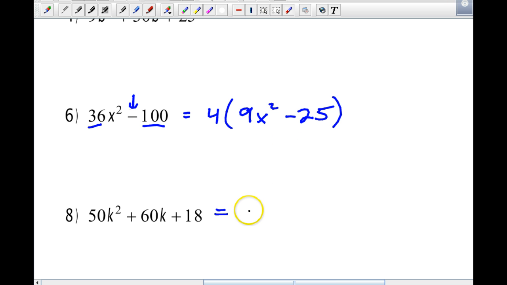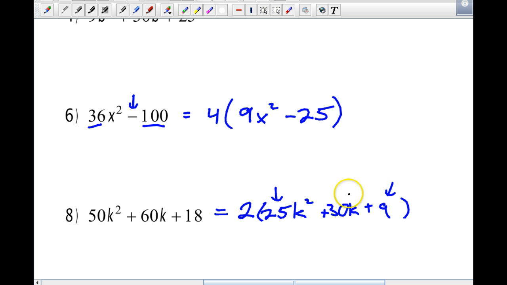But we have to get really used to doing that. What number goes into 50, 60, and 18? Probably just 2. Always start with that, and you never know. You might end up with a problem that you can take the shortcut. So again, you're seeing 36 and 100, that's a red flag. Here, after you do the GCF, you're seeing 25 and 9. That's a red flag, 2 perfect squares. So you know I might be able to take the shortcut.